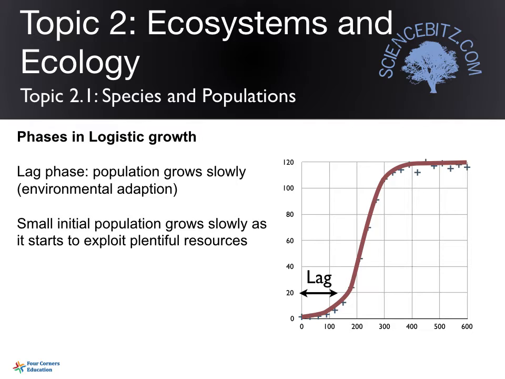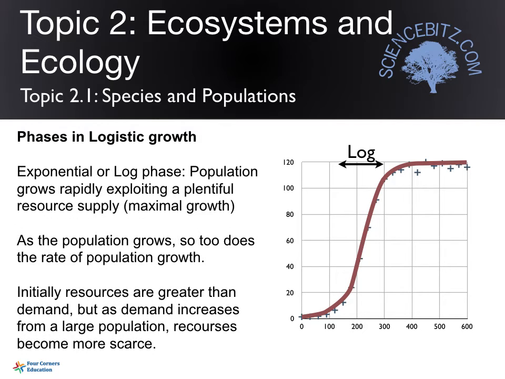And as the population grows, it starts to exploit the resources more and more, and therefore starts to grow quicker, which then leads us to the next phase, which is this logistic or exponential growth phase. And in this phase, the population is making a lot of use of the resources. Resources are still not limiting through this growth. So the population grows faster and faster.